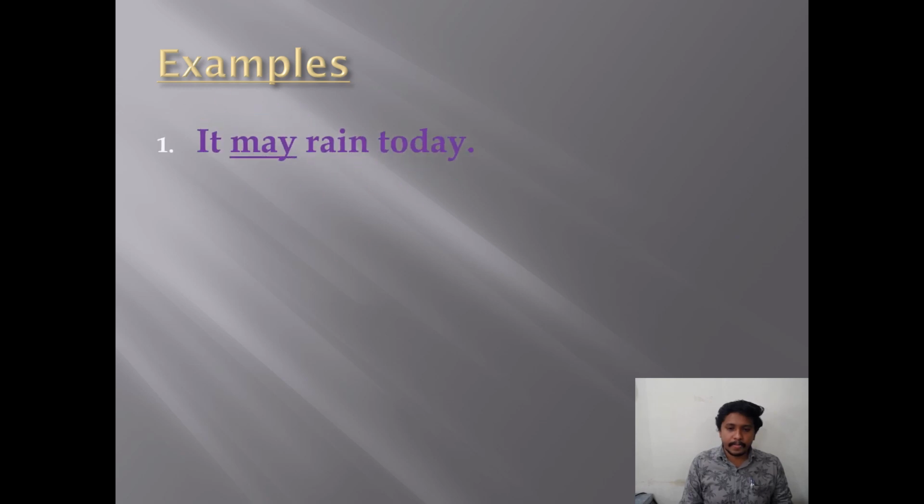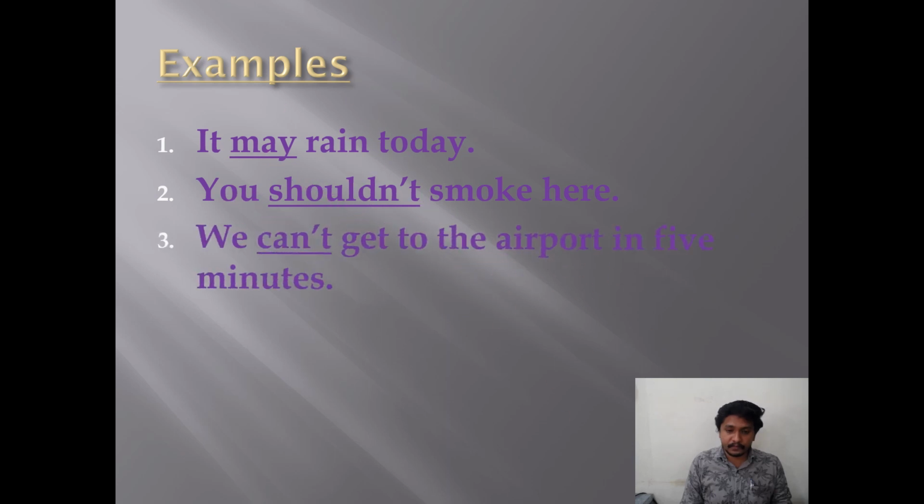Examples: it may rain today. So there is no surety for that. It may rain today. So may is the modal verb here. You shouldn't smoke here. It is giving just a warning. You should not smoke here.